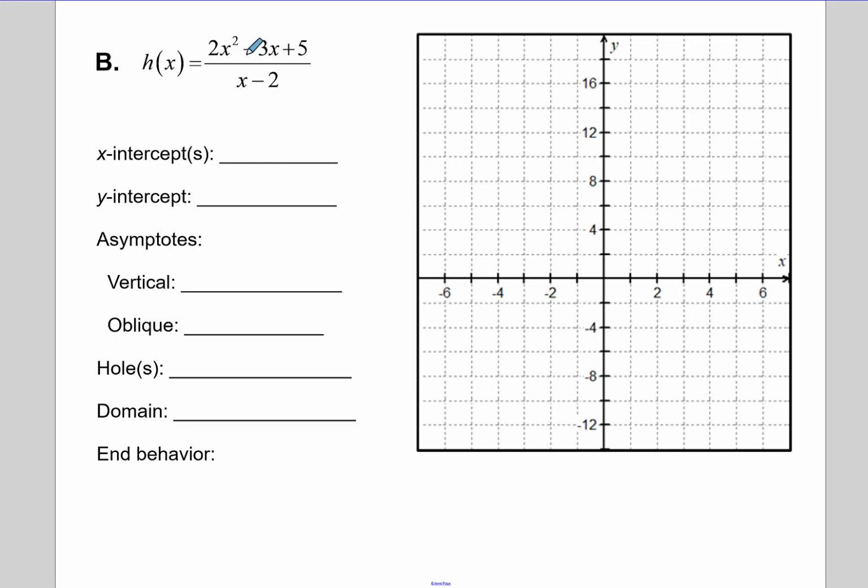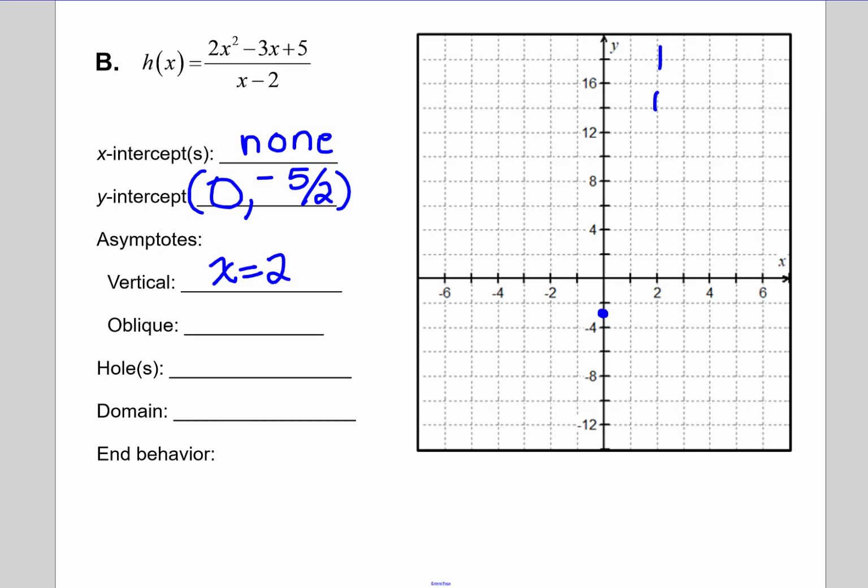This one, look at there, slant asymptote. How about that? So x-intercepts, let's see. The numerator doesn't factor, so there's not going to be any x-intercept. And the y-intercept is going to be +5 divided by -2 because we put a 0 for x. -2.5 is the y-intercept. So that's down here. The vertical asymptote will be x equals 2. We can draw that in.